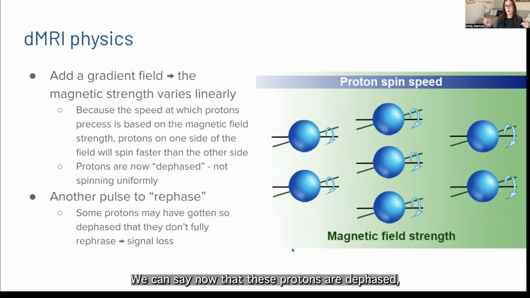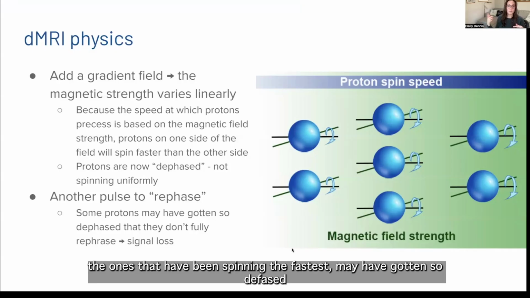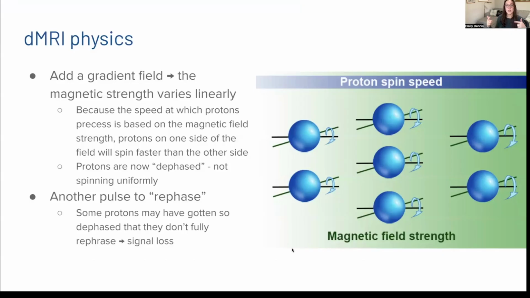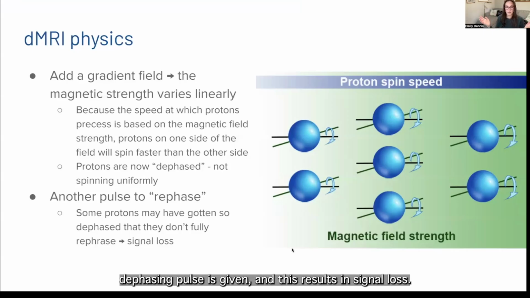We can say now that these protons are dephased. They are not spinning uniformly. You have some that are spinning slower and some that are spinning faster. We then apply another pulse to rephase these protons, trying to get them back to the same spin. But some of these protons, the ones that have been spinning the fastest, may have gotten so dephased that they don't fully rephase before the next dephasing pulse is given. And this results in signal loss.